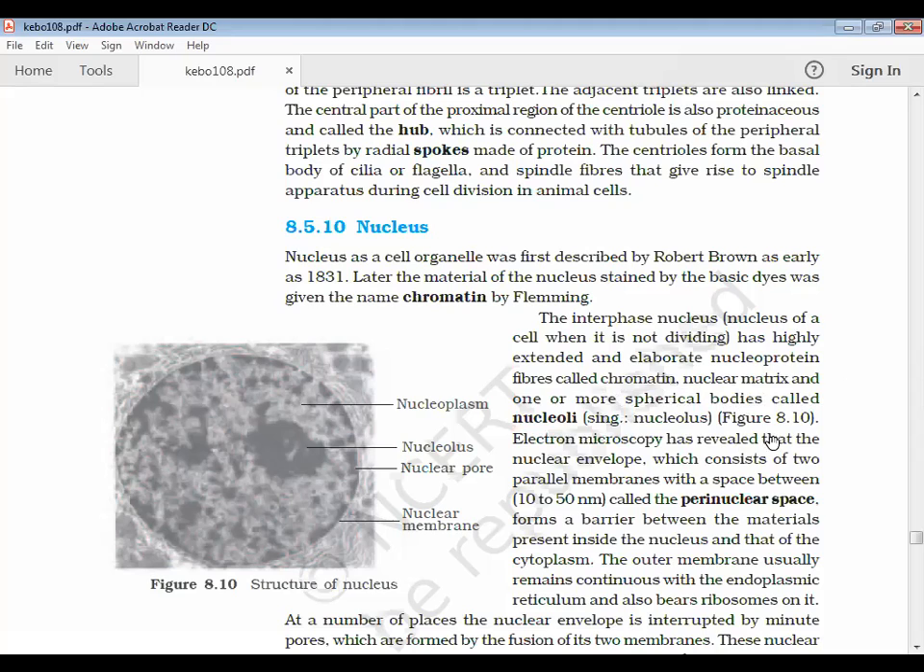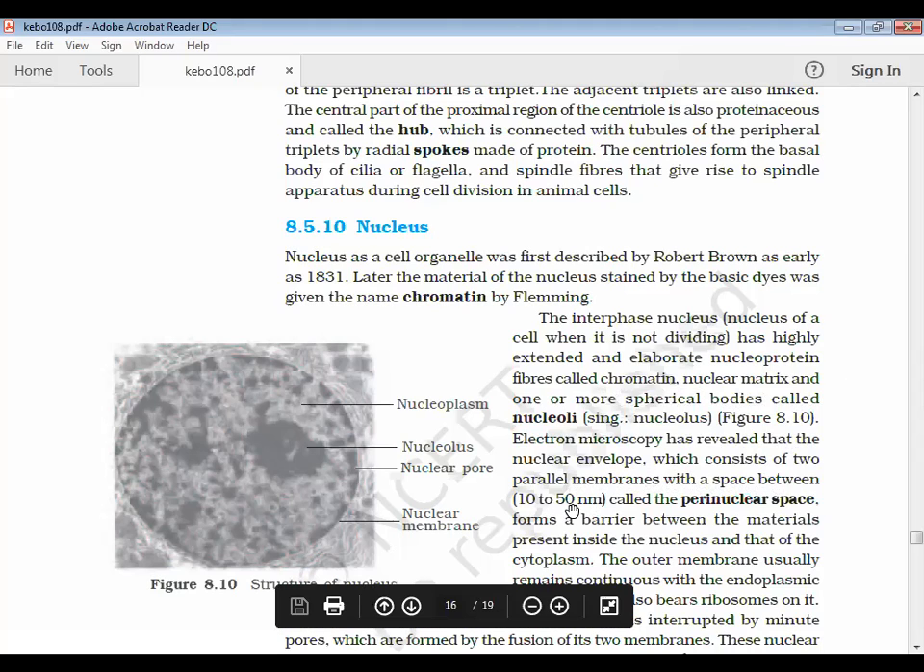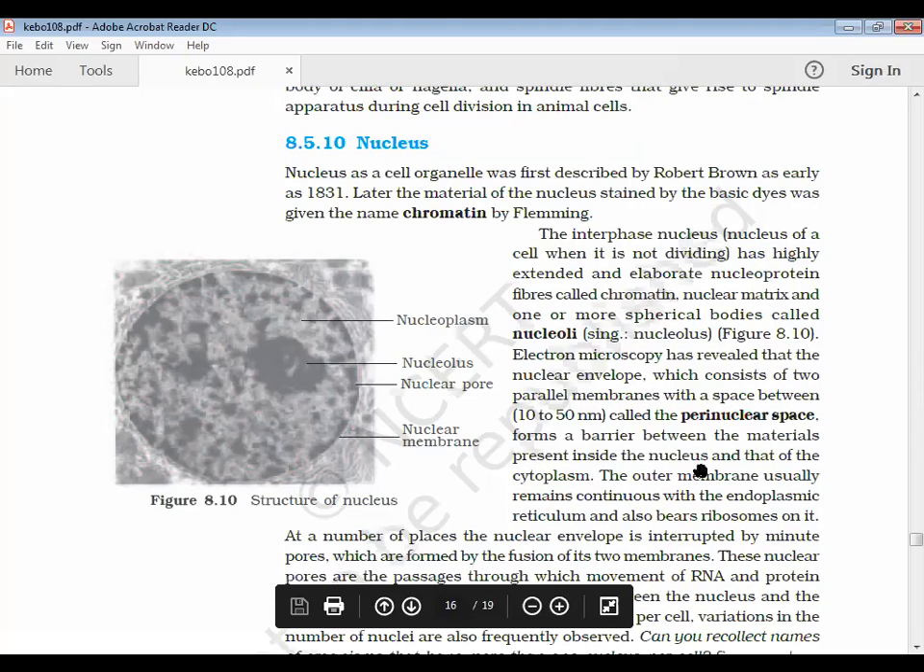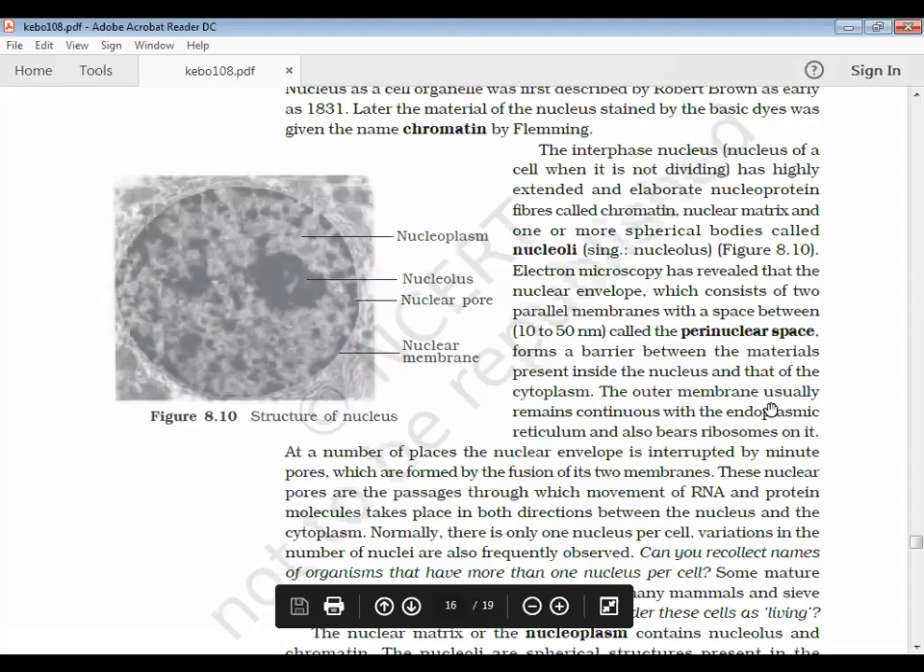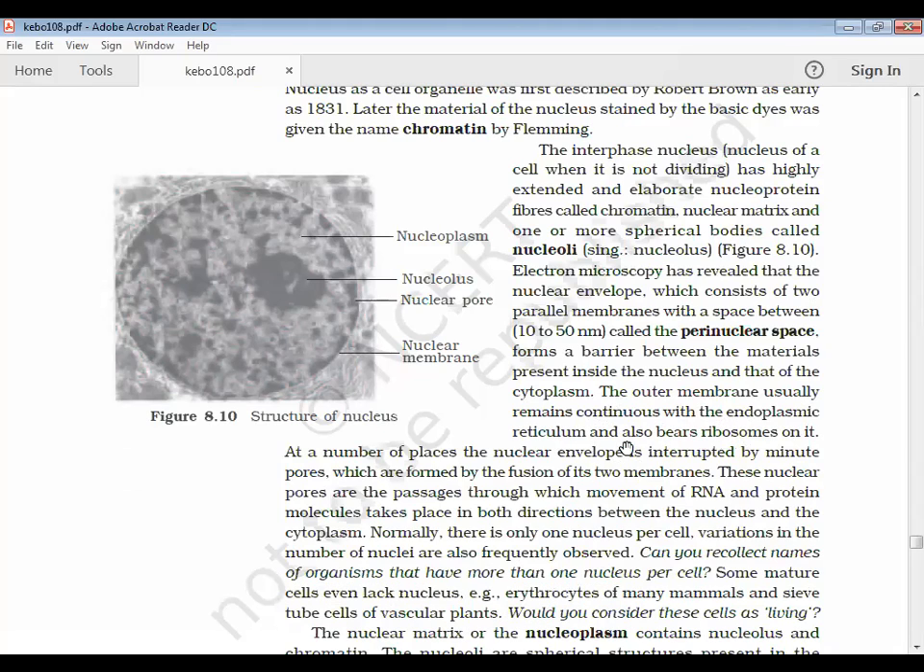Electron microscopy has revealed that the nuclear envelope consists of two parallel membranes with a space between them of 10 to 50 nm, called the perinuclear space. It forms a barrier between the materials present inside the nucleus and that of the cytoplasm. The outer membrane usually remains continuous with the endoplasmic reticulum and also bears ribosomes on it.